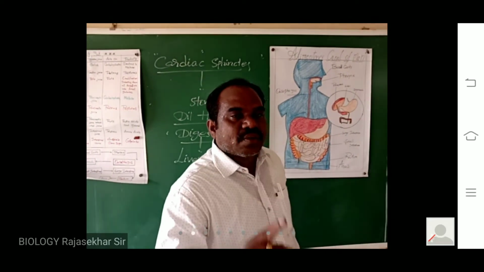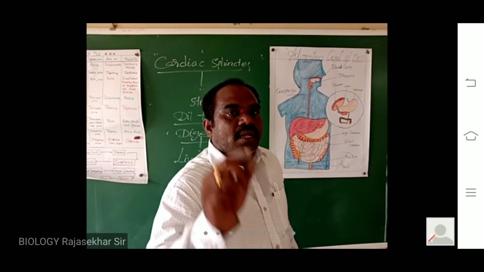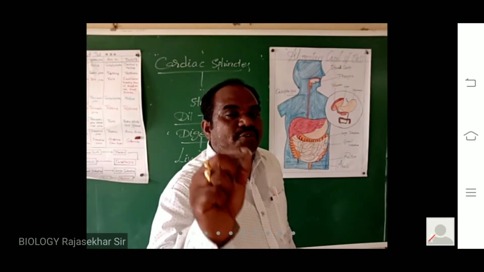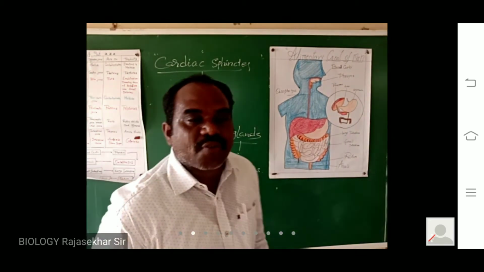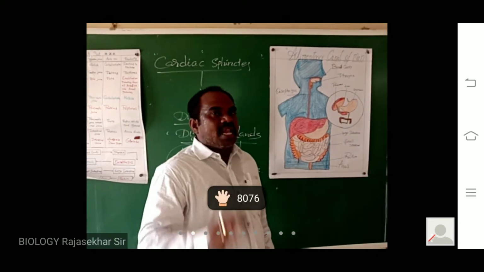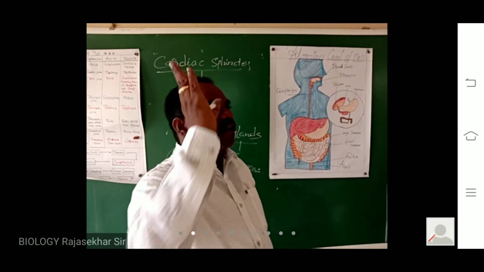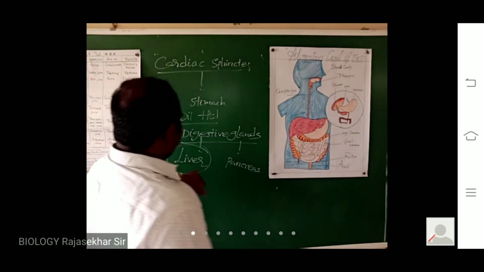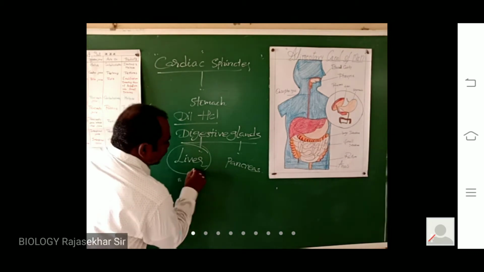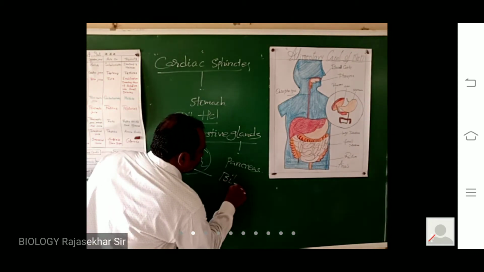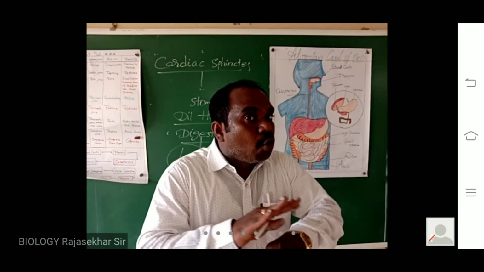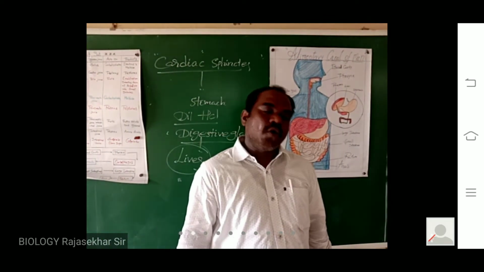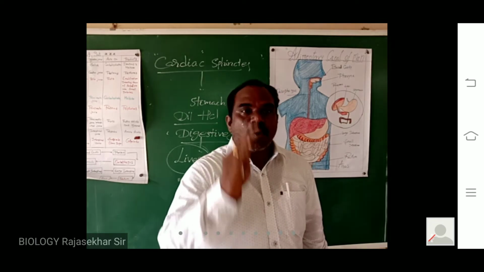My dear students, a very important point. Largest gland of our body, liver. What is the largest gland of our body? Liver. Liver is the largest gland of our body. Okay. Liver secretes bile juice. They have no enzymes. Very important point.